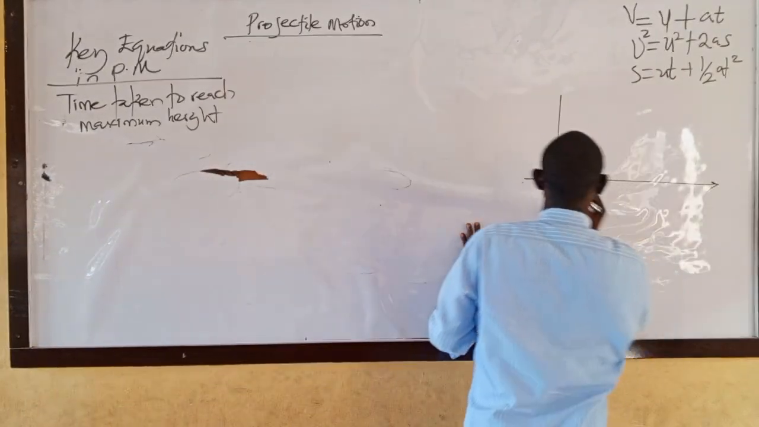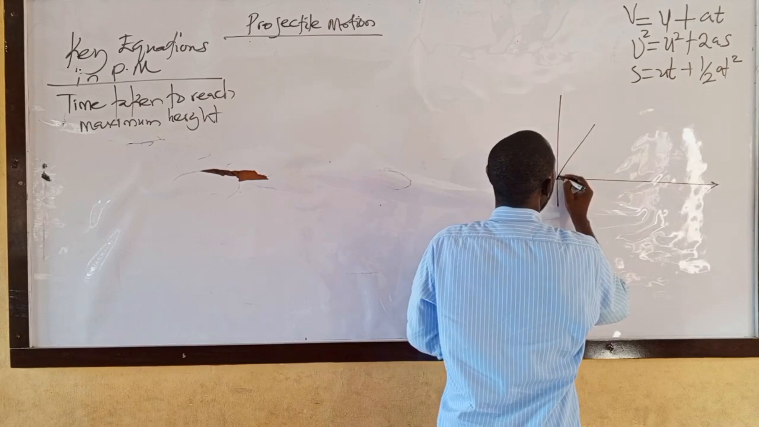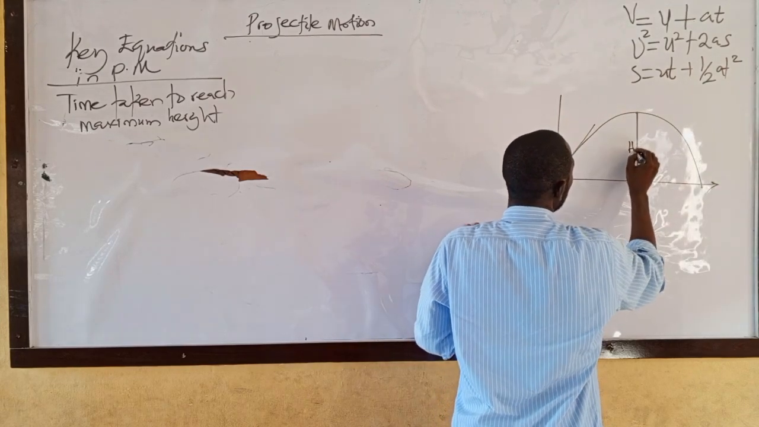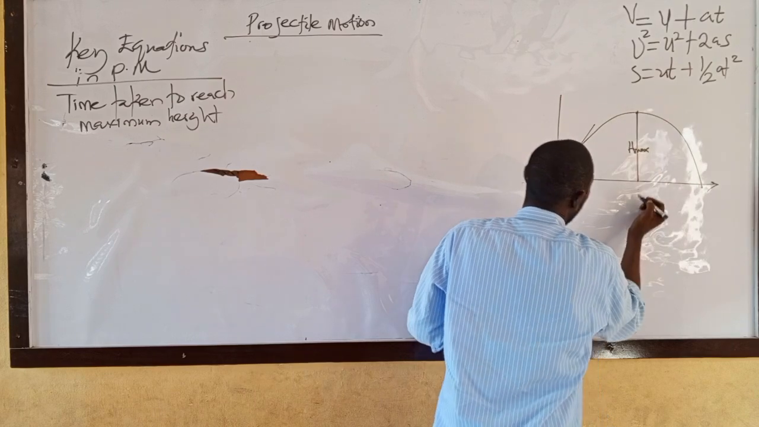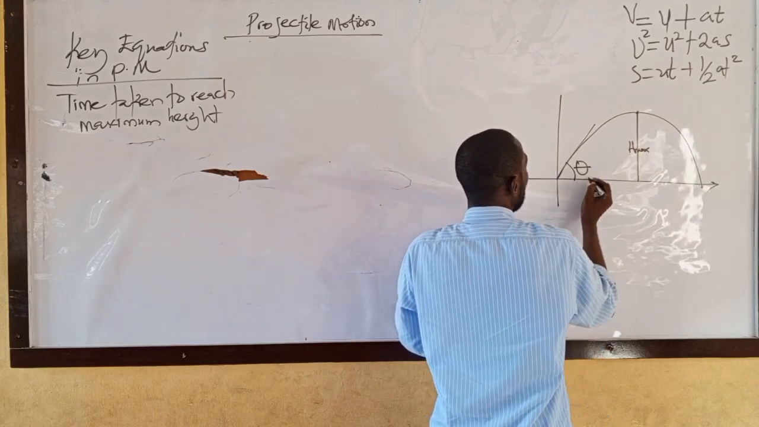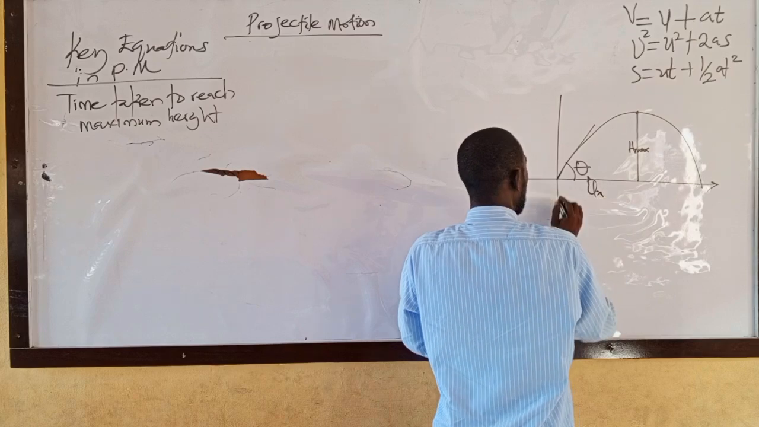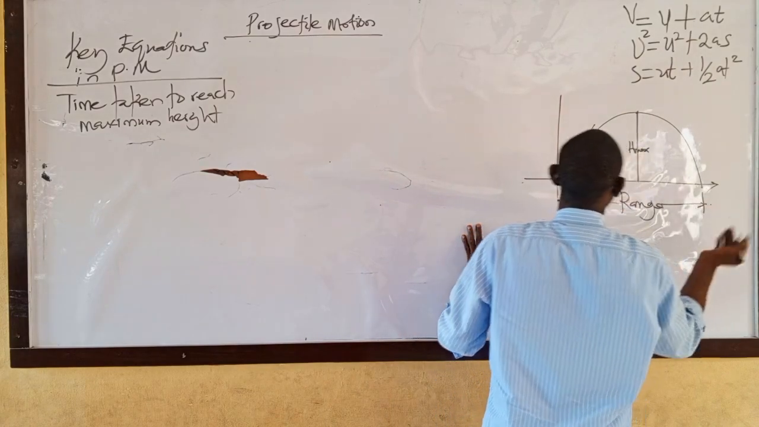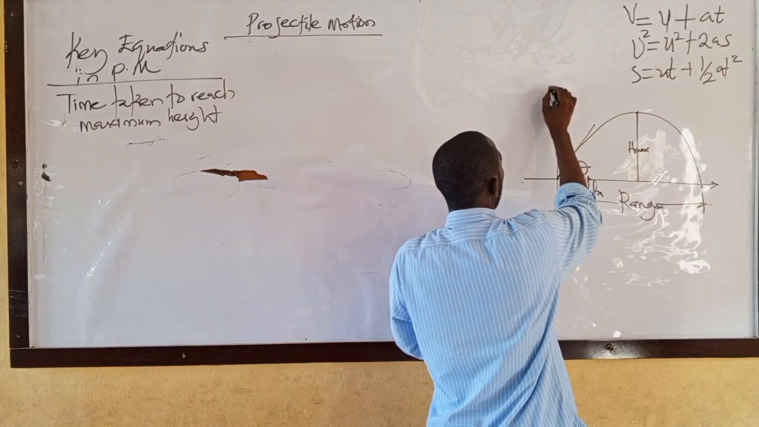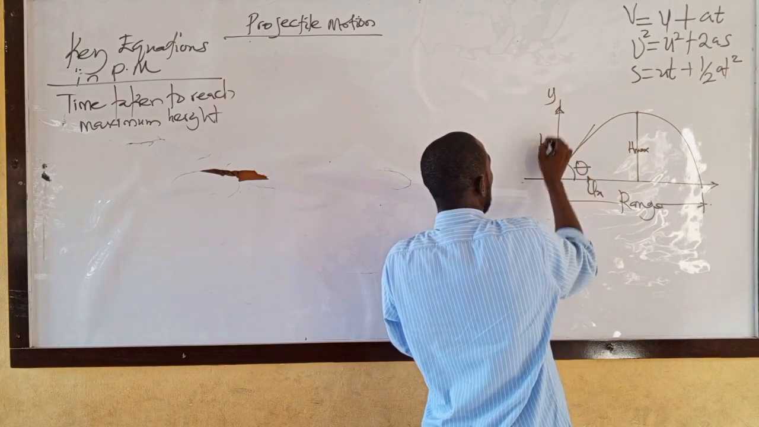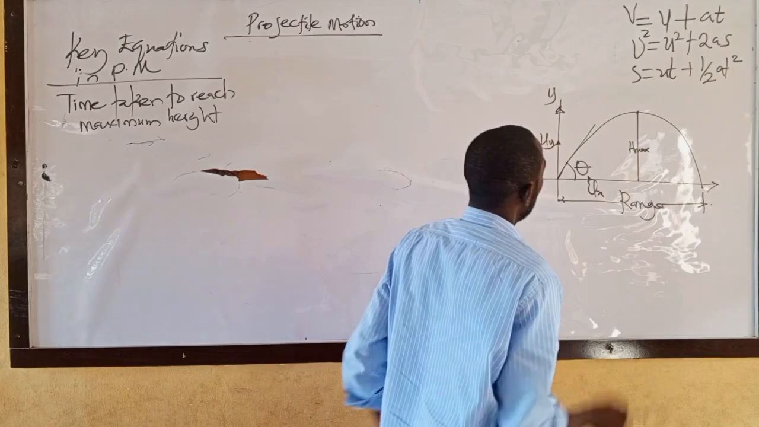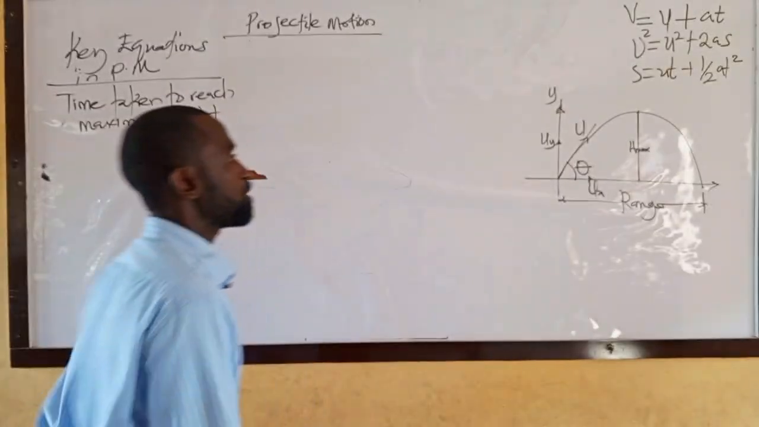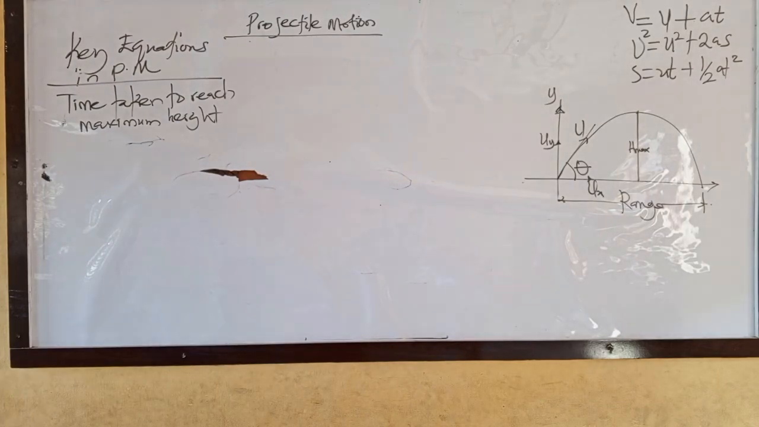You have this, we have this. This space is our maximum height. You see? These are U of x. From here to here is our range. These are our y. This and this are U of y. And this is our initial velocity of projection. So we have the diagram with that.